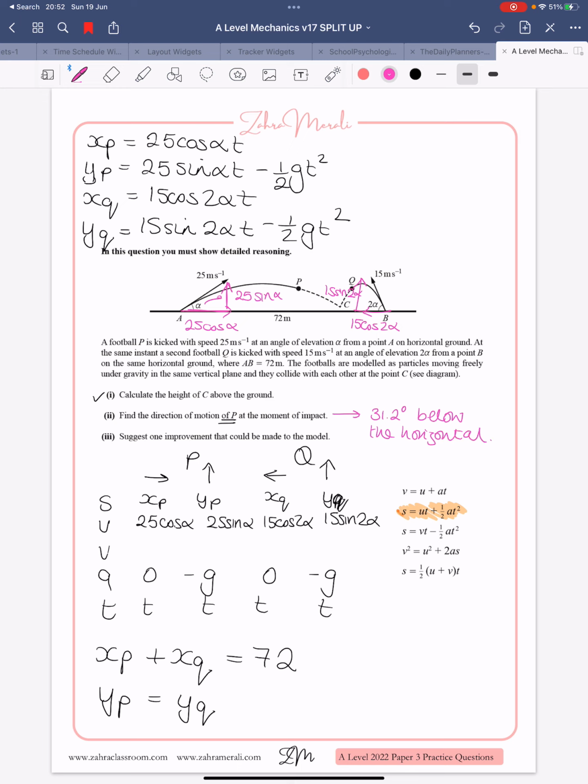And one improvement: air resistance is always a good one, if they don't say air resistance is to be taken into account. Occasionally they say, what is an improvement excluding air resistance? You could say you could take into account the size or the shape of the balls, something like that.